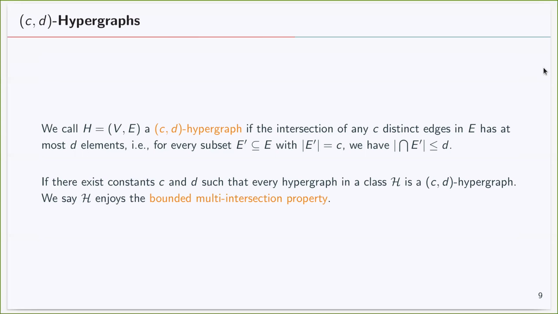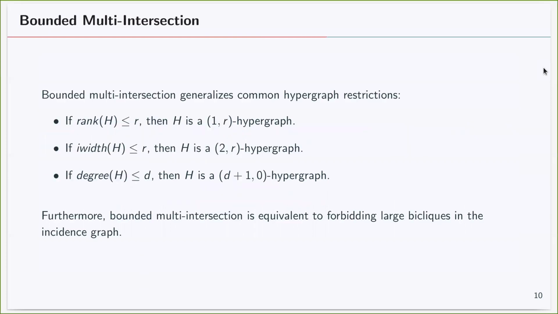And so, alternatively, if we consider a class of hypergraphs and C and D are constant, such that every hypergraph in the class is a CD hypergraph, then we say this class has bounded multi-intersection, which I think is an intuitive enough name. But this is not just a straightforward generalization of intersection width. It turned out that this is a very general and very interesting property, in a sense, because it generalizes many important properties that have been used until now.